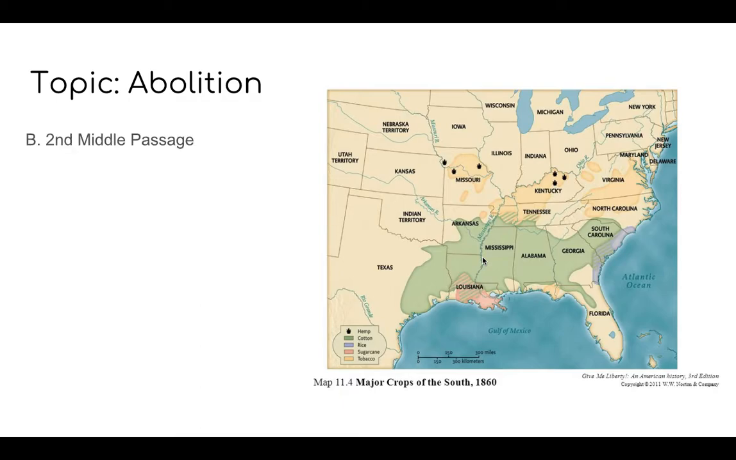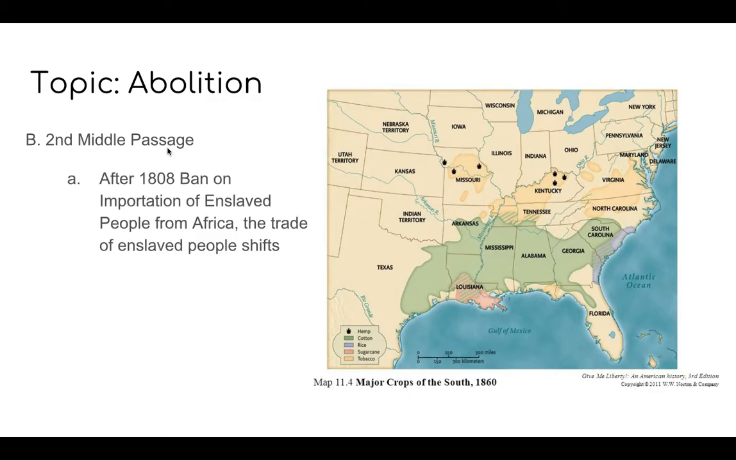So uppercase B is something called the Second Middle Passage. If you recall, the first Middle Passage was across the Atlantic from Western Africa to the Americas. Now we have the Second Middle Passage. And lowercase a. After the 1808 ban on the importation of enslaved people from Africa, the trade of enslaved people shifts. So no longer are new Africans coming to what is now the United States because of an 1808 law.